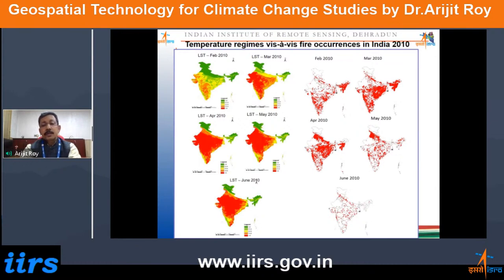By April, the fire actually moves from the south to the northern region. And in May, it's mostly concentrated in the north. By June, due to the onset of monsoon, the fire activity stops. So this shows a direct correlation between forest fire activities and the temperature regimes.